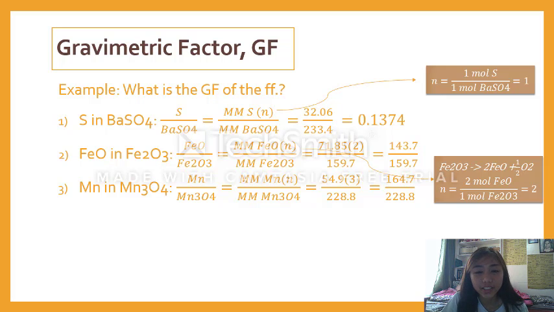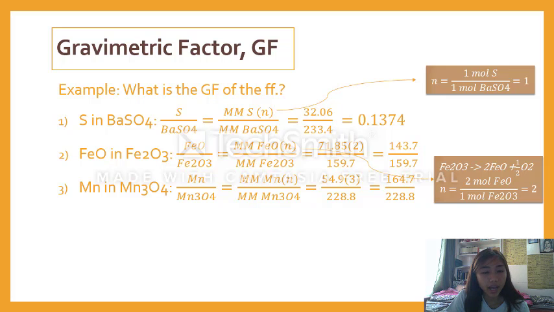Okay? Then we multiply 2 by the molar mass of FeO, over the molar mass of Fe2O3. That is the stoichiometric ratio in the gravimetric factor. Okay? Then lastly, we have Mn in Mn3O4.